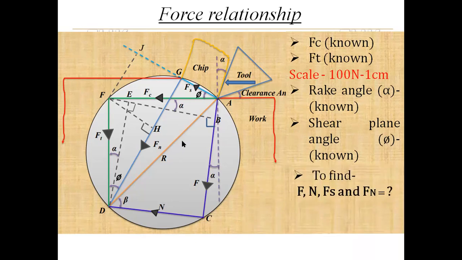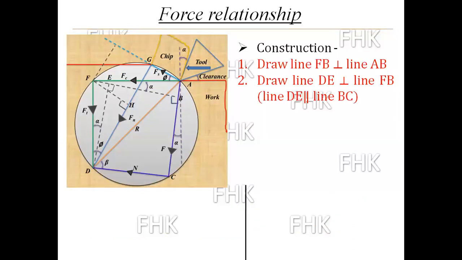So now we have to find the empirical formulas for F, N, Fs and Fn. These forces are dynamic in nature, so you cannot measure them from any measuring instrument. So we derive the different formulas, or empirical relationships, from the merchant circle diagram. Let us start one by one. First of all, we have to find the force F.